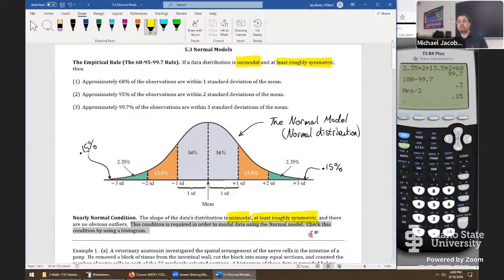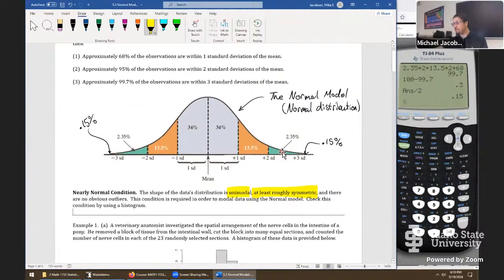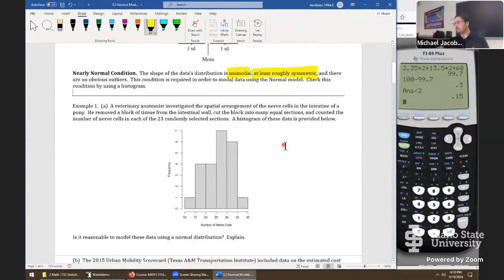So we'll have to check this condition by just examining a histogram, one of the reasons why we looked at histograms so often in chapter 2. So what we're doing is checking the nearly normal condition on the examples below. Any questions first, folks, about the normal distribution here? Okay, scrolling down, here's our first example in these notes.